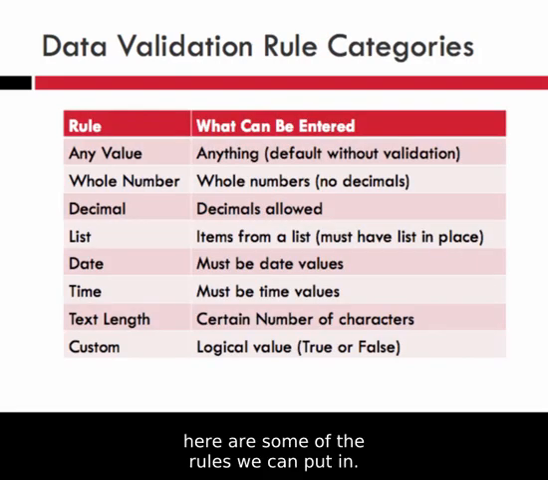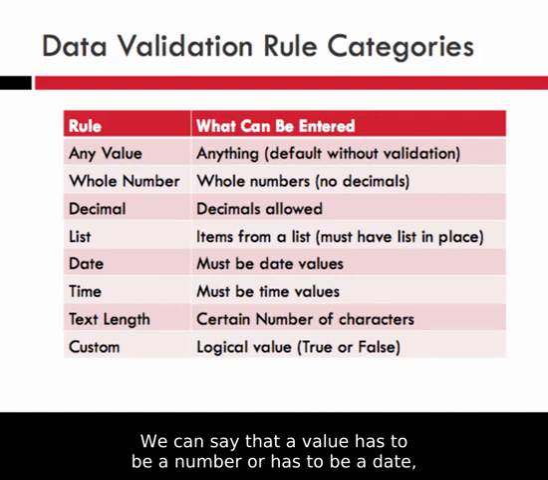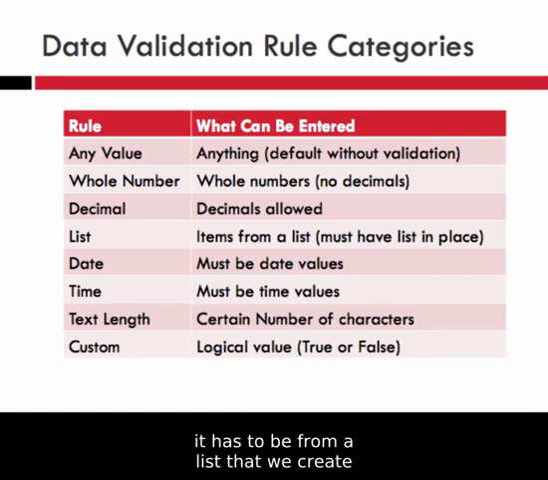Here are some of the rules we can put in. We can say that a value has to be a number or has to be a date, it has to be from a list that we create, or it has to be a time value.